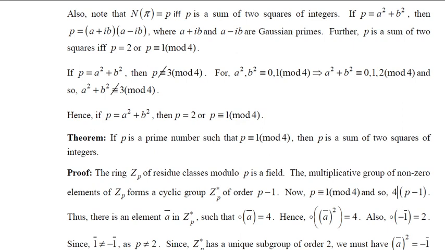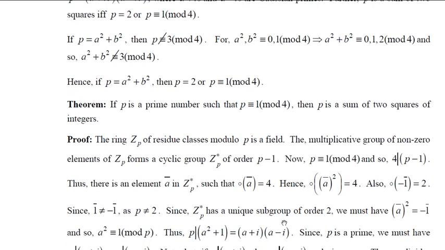Therefore, there is only one subgroup which has order 2. Since this is cyclic, and the order of A bar square is also 2, the order of that subgroup must be equal to the order of these two. That means our subgroup will be generated by A bar square, which is the same as minus 1 bar. That means A bar square must be equal to minus 1 bar because it is unique.